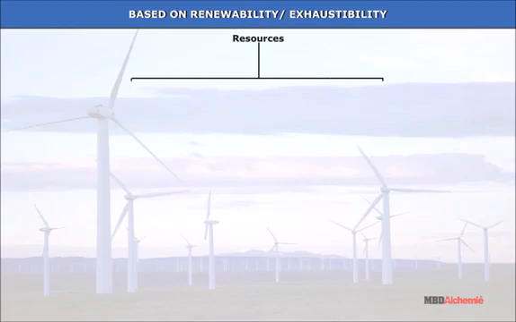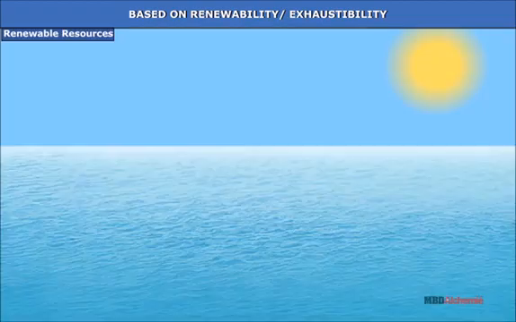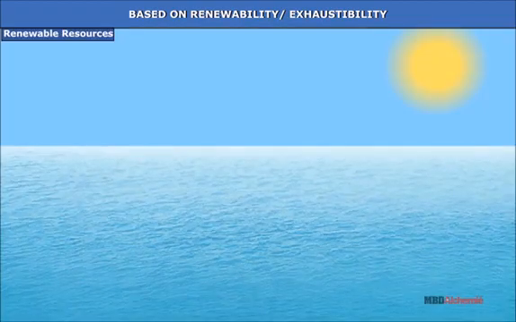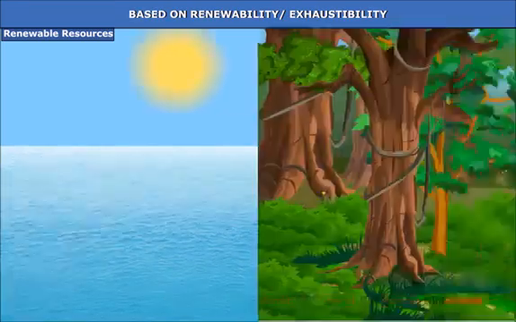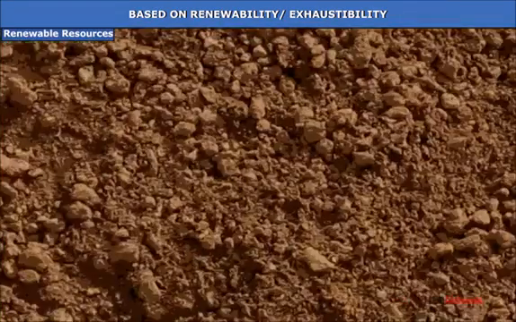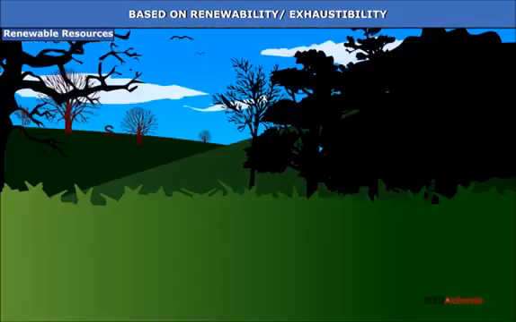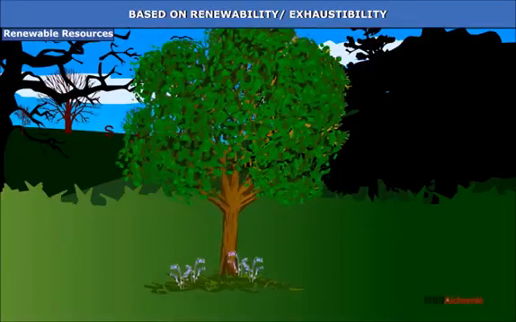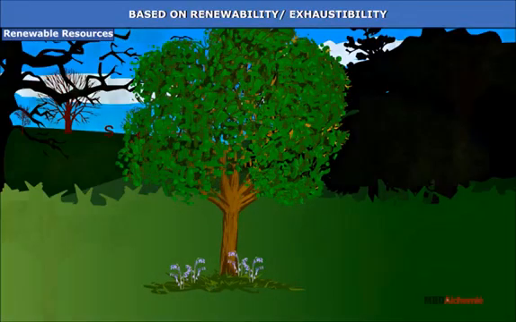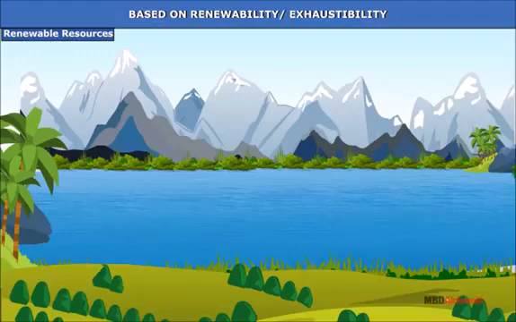Based on renewability, exhaustibility. Renewable resources. Renewable resources are water, forests, soil, etc. This renewability is possible only under certain conditions. Some trees may also take longer time to grow. For example, it takes between 50 to 200 years for a tree to grow in a forest. Availability of fresh and pure water in a river may be obtained under certain conditions of environment.